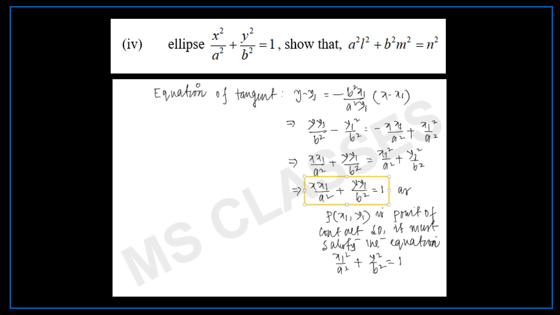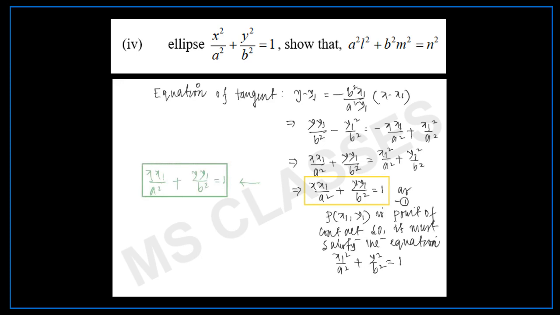Now this could have been thought of this way from the MCQ point of view. If you have x square, we express it as x x1 by a square, and y square as y y1 by b square equal to 1. But this can be applied only in case of MCQ format. Now we mark this as equation 1.